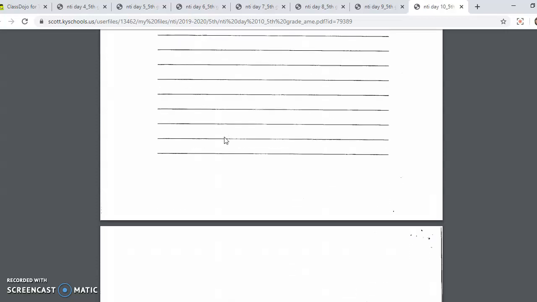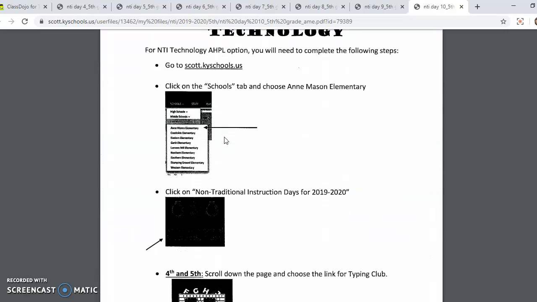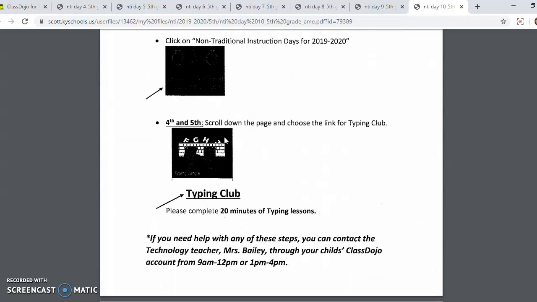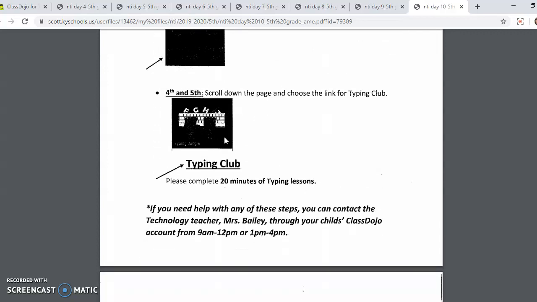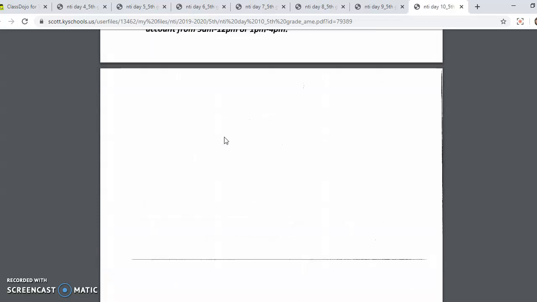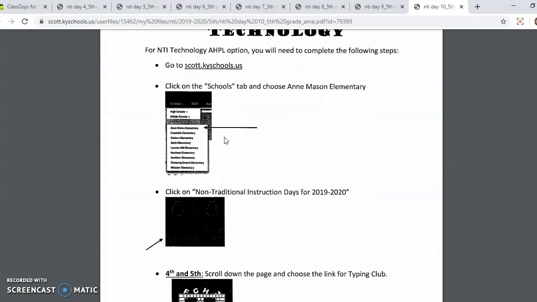Okay, and then for Apples, you have a technology activity. It's step by step here. You'll go to the non-traditional instructions page. You'll scroll down and do the link for Typing Club. And then Miss Bailey is available through Class Dojo. And I'm actually going to pull this up because I think the pictures are a little bit difficult to see.